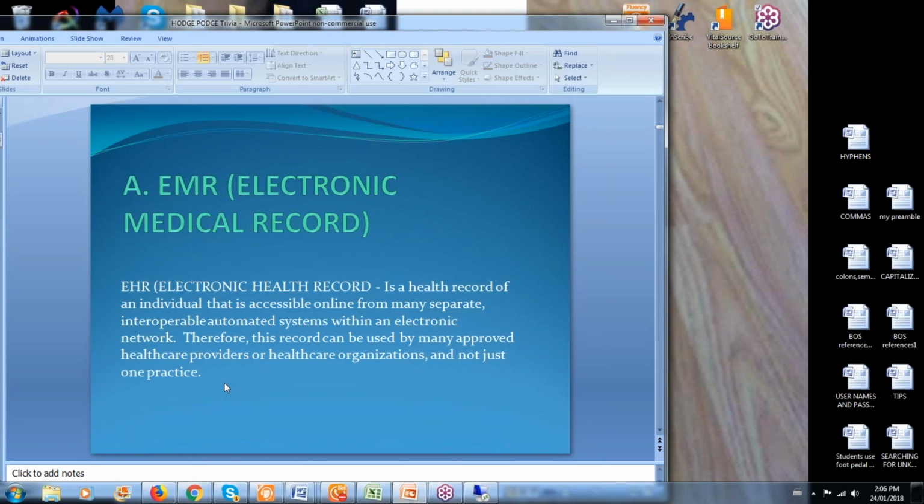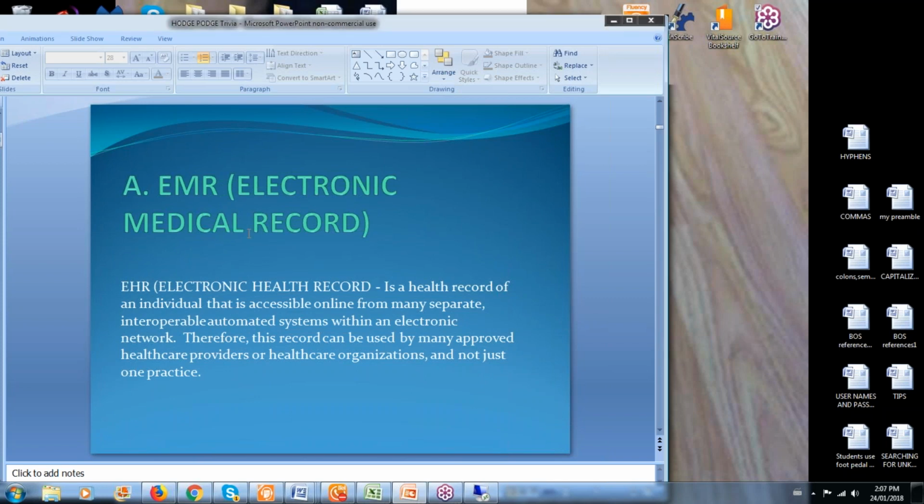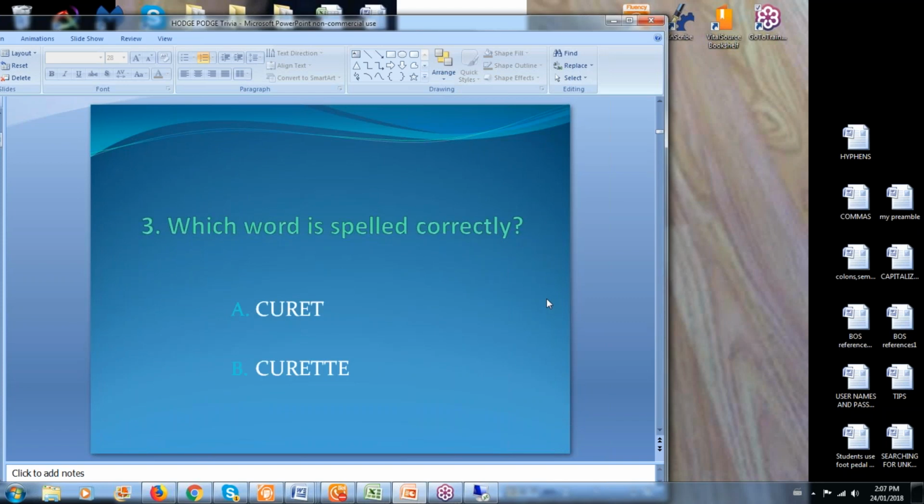And it's in your book of style as well, explaining the two things, back in the back of the book where your abbreviations are. Okay, so remember that A is the correct answer, EMR, and that stands for electronic medical record. Okay, so your third question is, which word is spelled correctly?